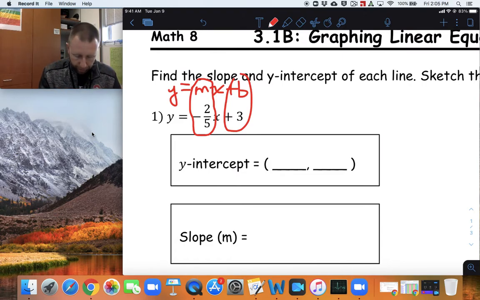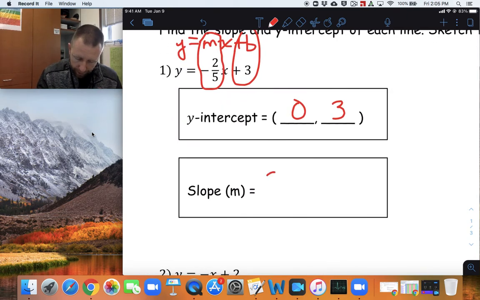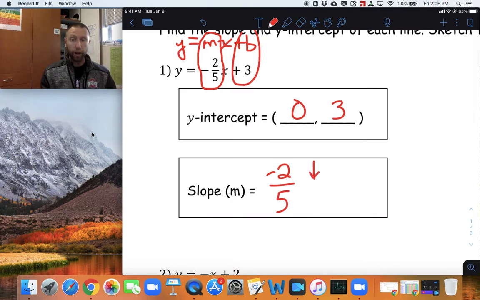So this one's a positive 3. My x value should be 0. Anytime I'm listing out what the y-intercept is, the x value is 0. So that's 0, positive 3. My slope is negative 2. I'm going to put that negative with the top number. It doesn't go with both. It just goes with the top number. So negative 2 over 5. Because that top number is negative, it's telling me to go down 2, and then the bottom number is positive, so I go to the right 5.